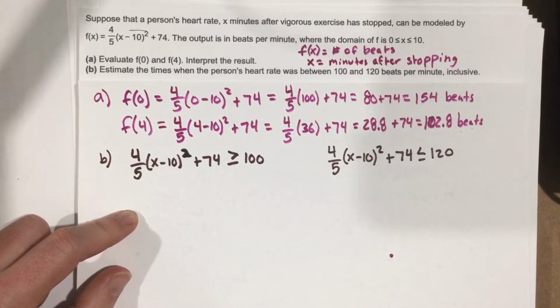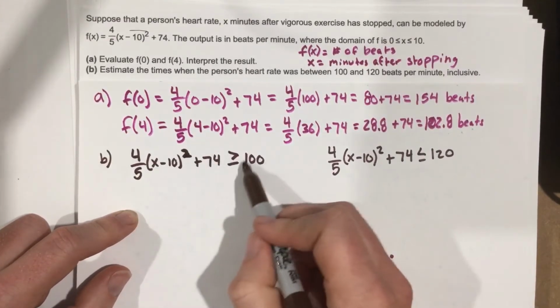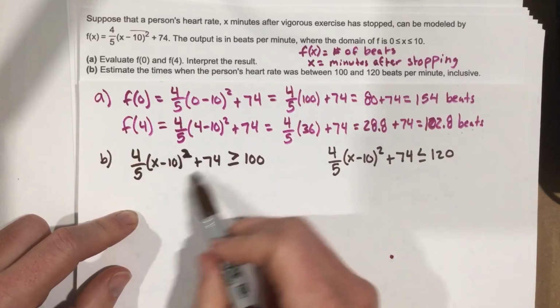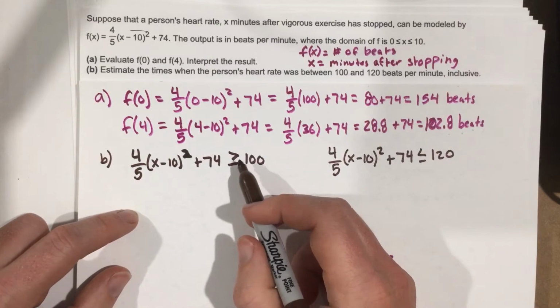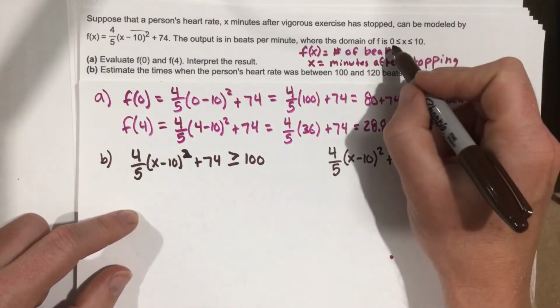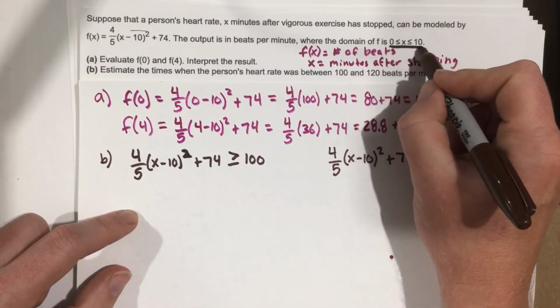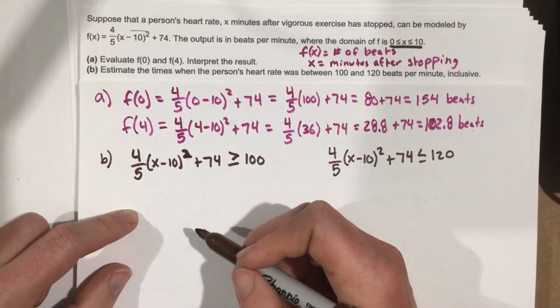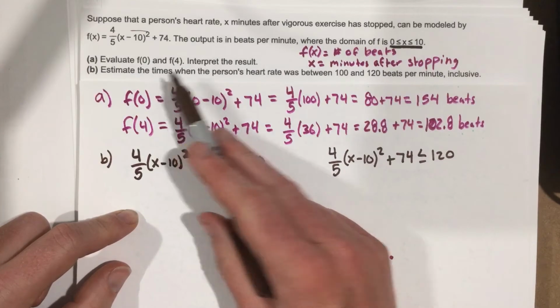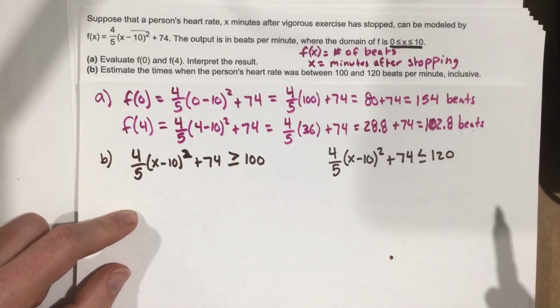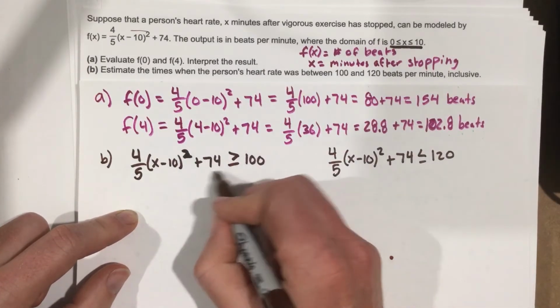So notice we have a quadratic greater than or equal to 100. So we're going to solve this. When we solve this, we're actually going to get 2 different answers here. One of them is not going to make sense. And we're going to use this piece of information that our time needs to be between 0 and 10, because that's what we're looking for. We want to know when that person's heart rate was between 100 and 120 beats per minute. Let's start this side by solving.